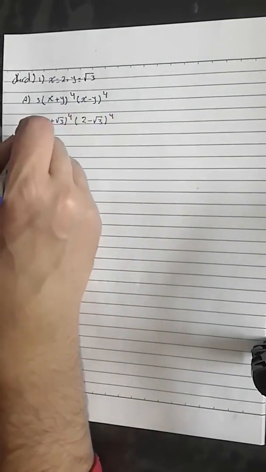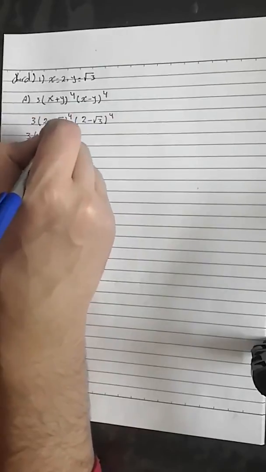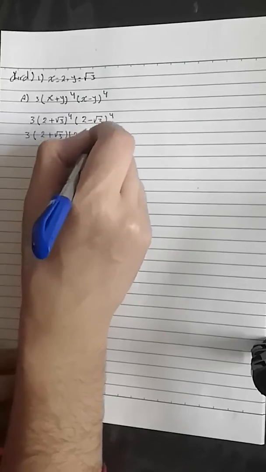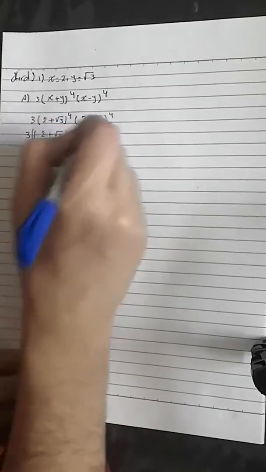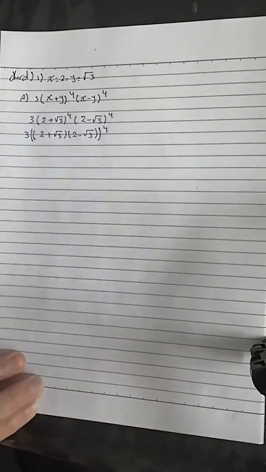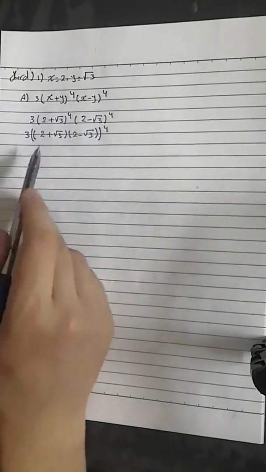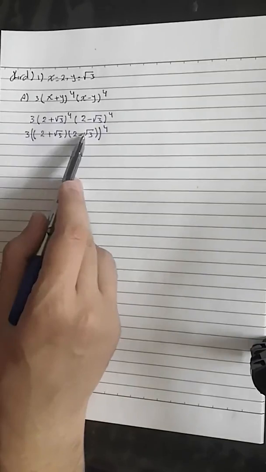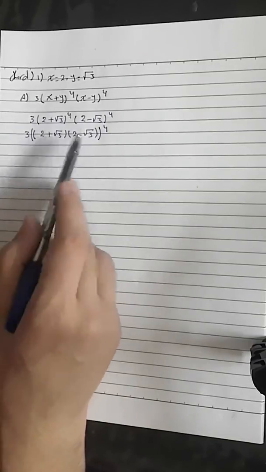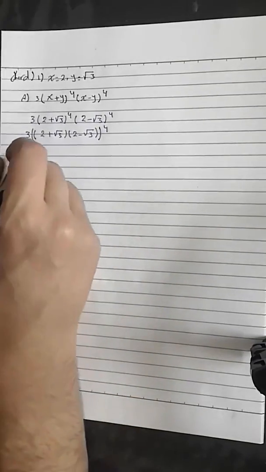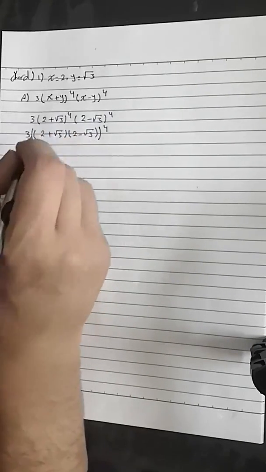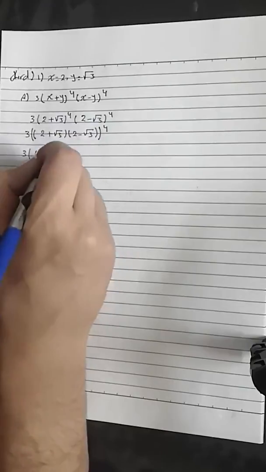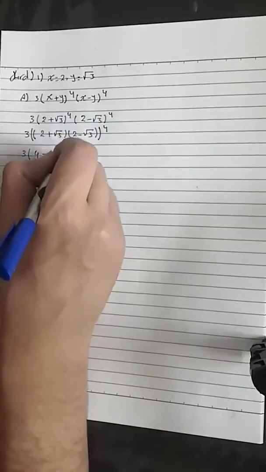We can make it as 3 times (2 plus root 3) times (2 minus root 3), all to the power of 4. This shape we know before from unit 1 is the factorization of the difference between two squares. So if I'm going to make it back again, it will be first square, 2 times 2 equals 4, sign is negative, root 3 times root 3 equals 3, all to the power of 4.